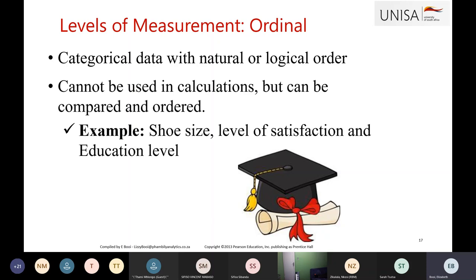The bigger the size, the bigger the number of the shoe size. Also with education level. You start with primary, secondary, high school, university or technical college or things like that. Even within the university, you start with a certificate, a diploma, a degree, honors, master's, doctorate. There are levels, so you move with the levels, and that is ordinal.